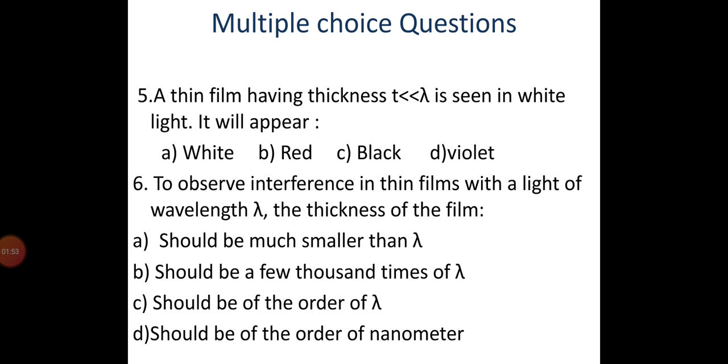The next question is, to observe interference in thin films with the light of wavelength lambda, the thickness of film should be much smaller than lambda, should be a few thousand times of lambda, should be of order of lambda, or should be of order of a nanometer. We choose the correct option for this question.